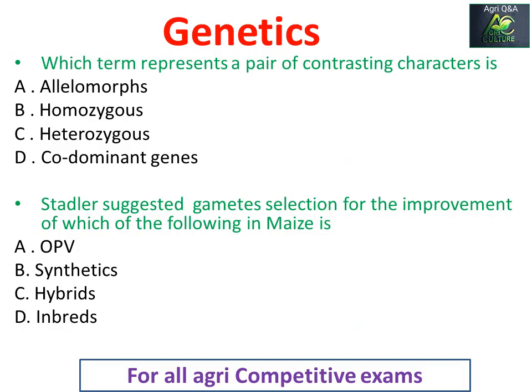Which term represents a pair of contrasting characters? Options: allelomorph, homozygous, heterozygous and codominant genes. And the answer is codominant genes.